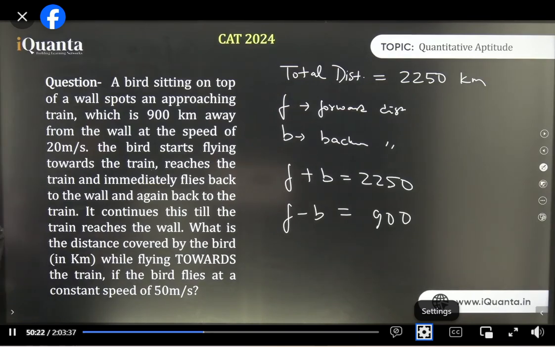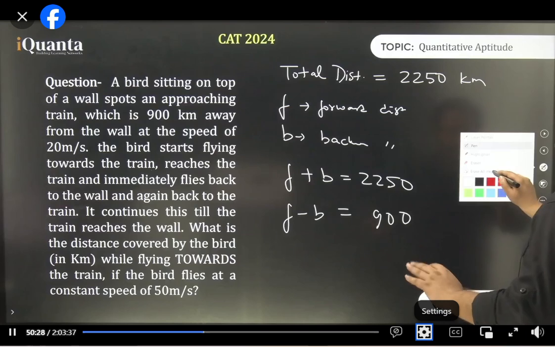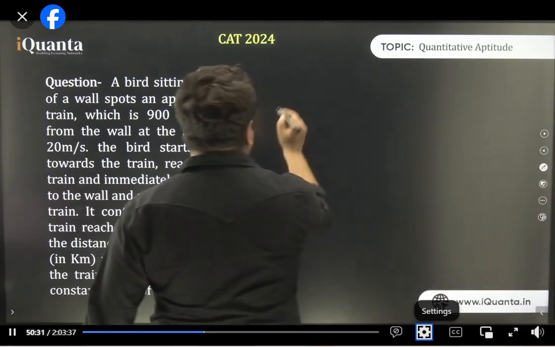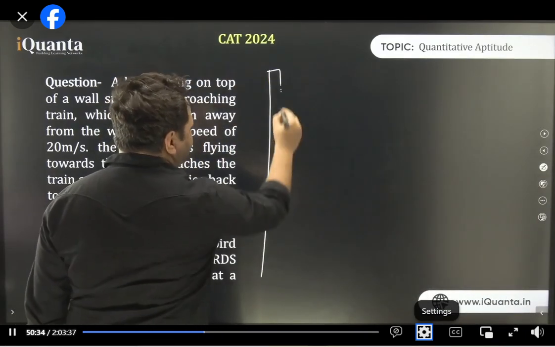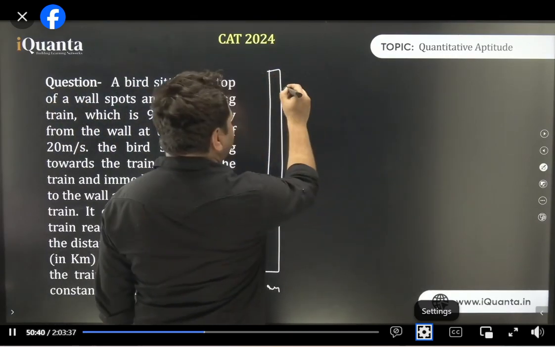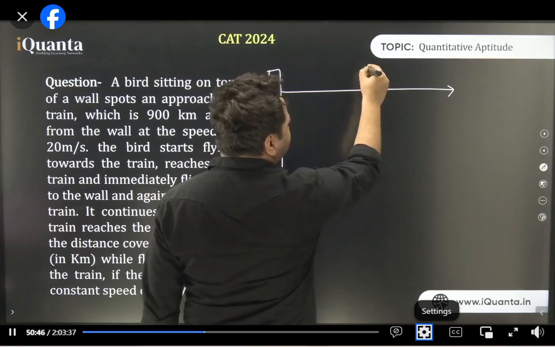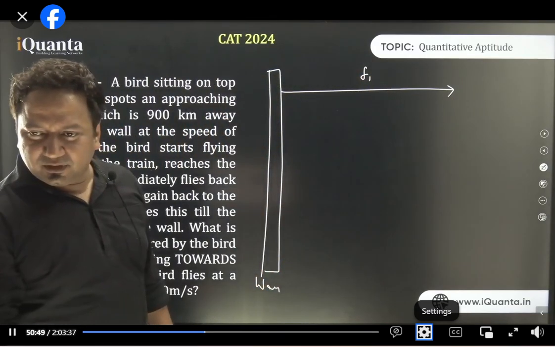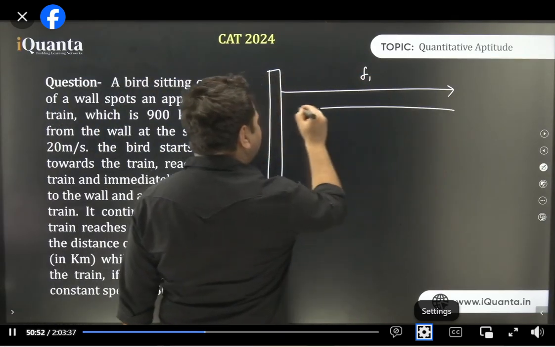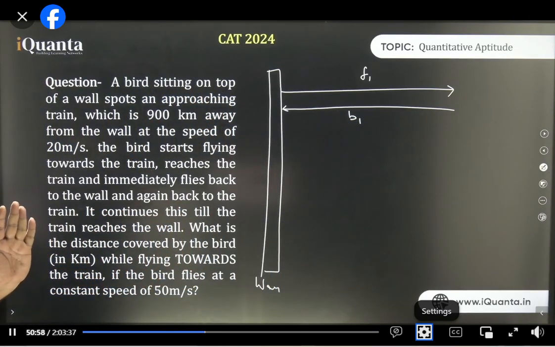Clear to everyone? If it's not clear, I'll just show you through a figure. I'll just draw a figure over here. This is the wall, and the train is there. So what is happening? Let's say the bird goes here. Let this be F1, forward one. It came back here, that'll be backward one. So far, so clear?